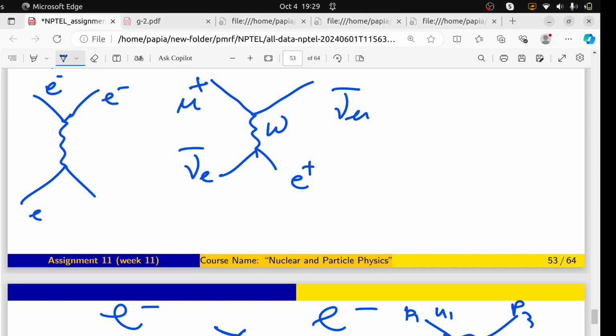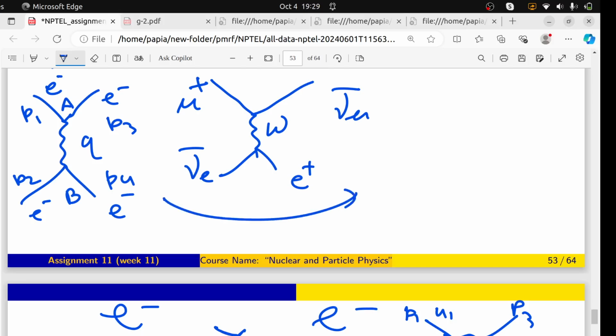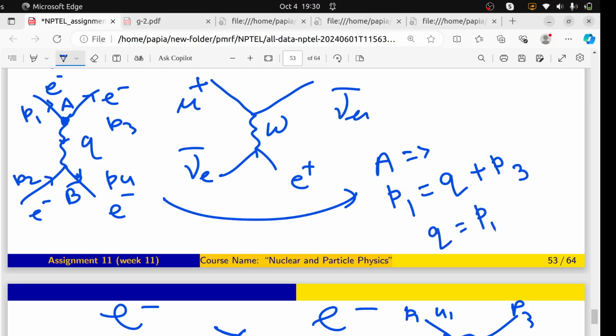So, E minus, E minus, E minus, E minus. Then this is A, this is B, this is P1, P2, P3, P4 and Q. Now see here, what is the Q value? Let me write here A. From this A vertex, this is coming, this is coming, this is also coming, this is going. So for this vertex, P1 is coming. Let's say Q is in that direction. So Q is going, and P3 is also going. So Q will be P1 minus P3.